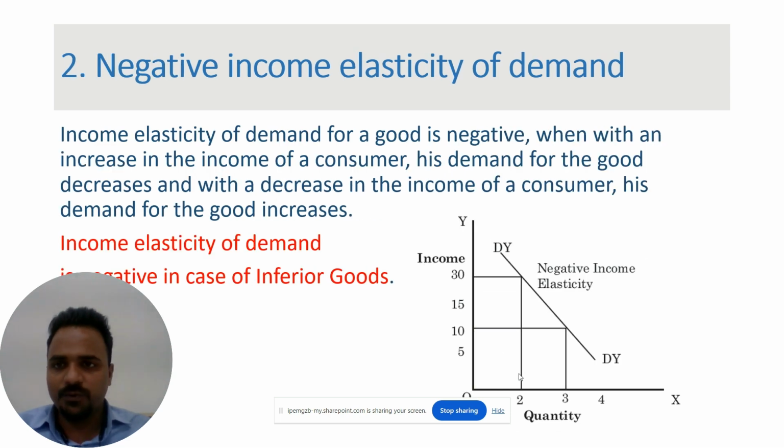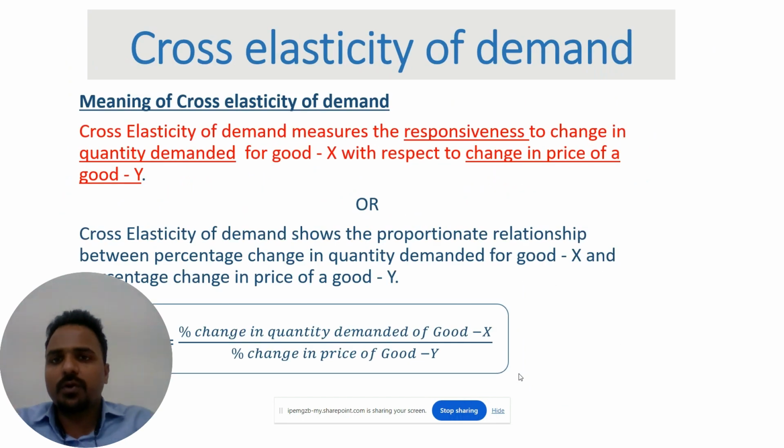Okay, let's move further. Now we have cross elasticity of demand. Cross elasticity of demand measures the responsiveness to change in quantity demanded for good X with respect to change in price of good Y. So when we take the price of other good and the demand for other goods, that is the case of cross elasticity.